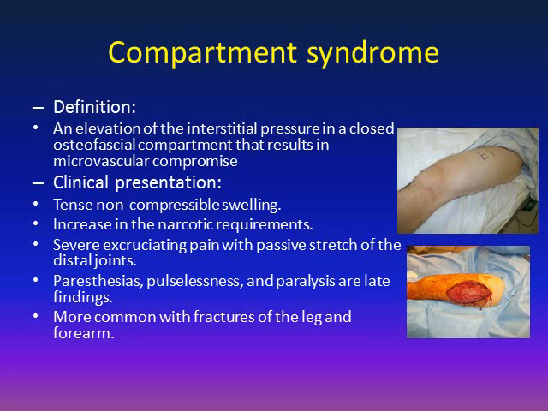I have to warn you, don't wait for paresthesia, pulselessness, and paralysis. These are very late findings, and sometimes compartment syndrome can develop without even having a pulseless limb. So the presence of good pulses does not exclude the diagnosis of compartment syndrome. This is extremely important. Don't wait till the child is pulseless. It may never happen. And remember that compartment syndrome is more common with fractures of the leg and the forearm.